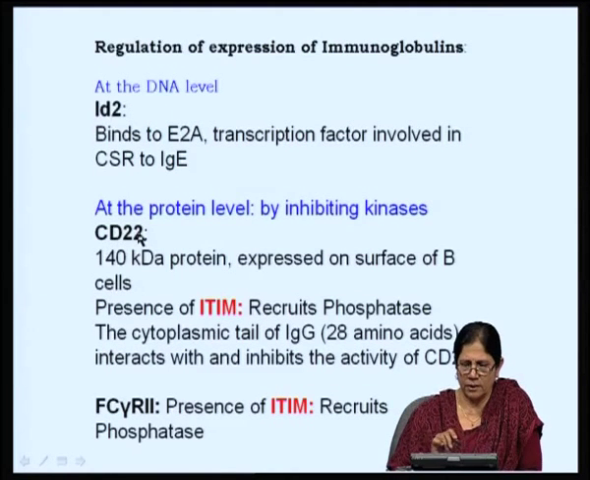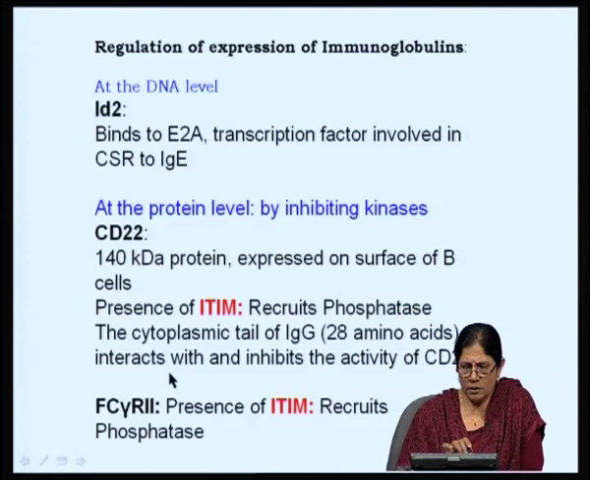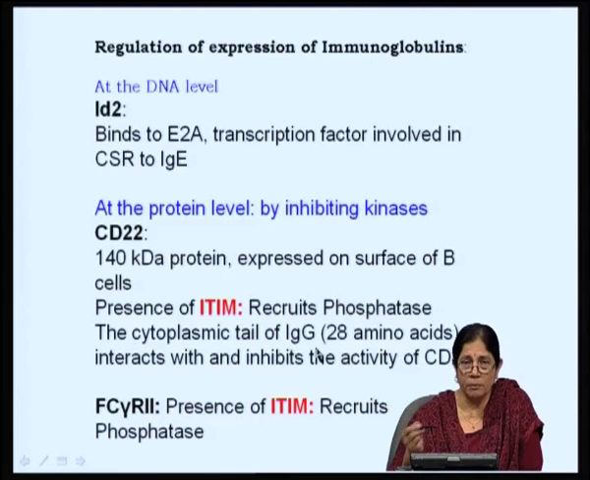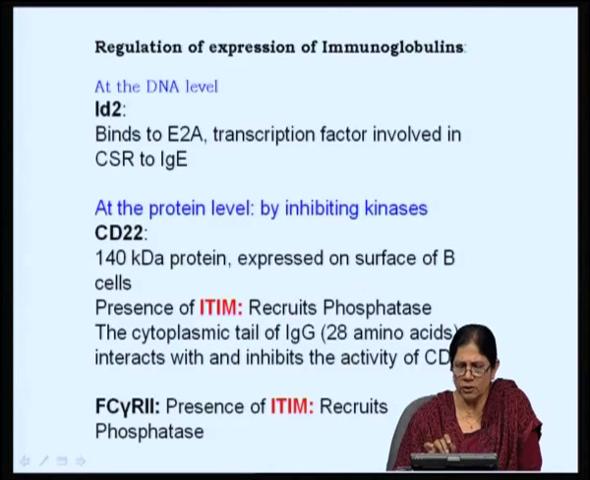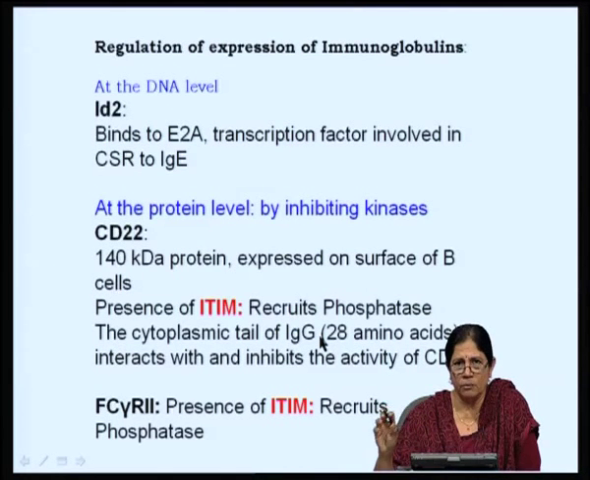But how does it do that? Interesting that the cytoplasmic tail of IgG, again I hope you remember this, has 28 amino acids as opposed to only 3 amino acids of IgM and IgD. Now, what does the cytoplasmic tail do? It does not have ITAMs. Remember, the immunoglobulin, the antigen receptor itself, does not have any motifs.